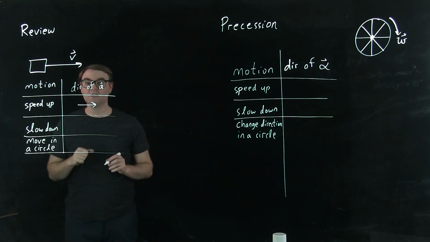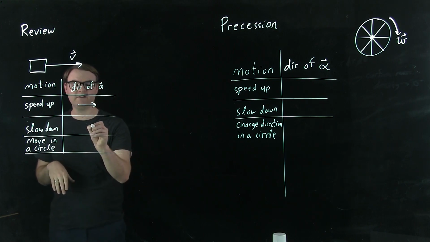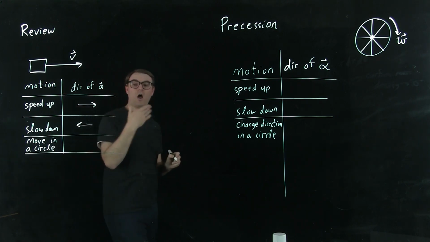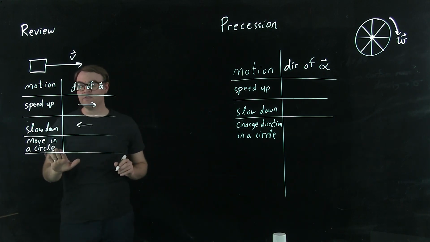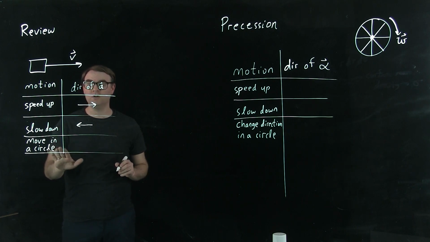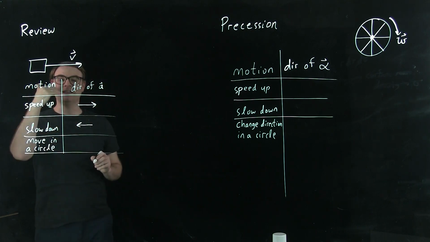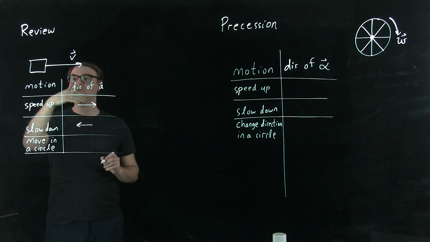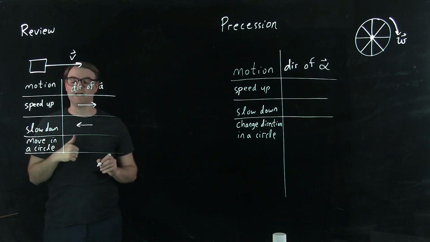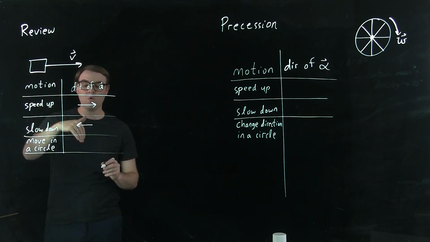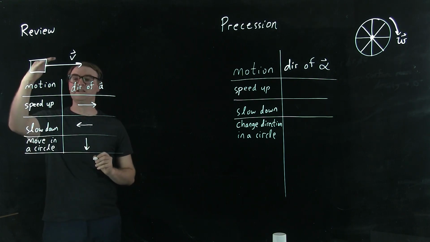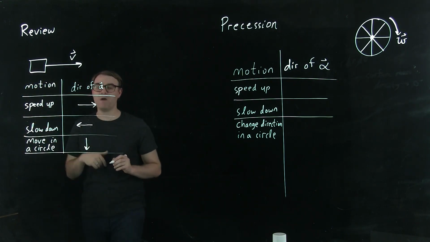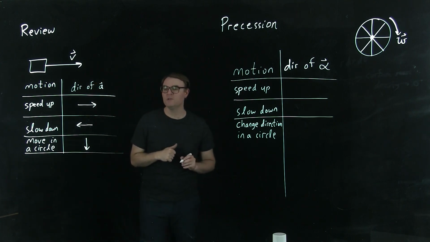On the other hand, if I want the object to slow down, I need the acceleration to point backwards, opposite the direction of motion. And then the new thing that we've learned over the last couple of weeks is if I want the object to move in a circle, then I need an acceleration to point perpendicular to the velocity. And that could either be up or down here. I'll go ahead and pick down to be the direction for the acceleration, imagining that the circle is going to curve that way, but up works just as well.